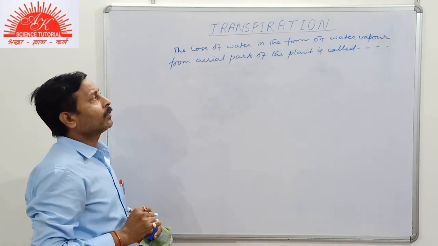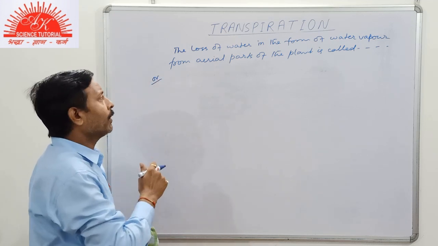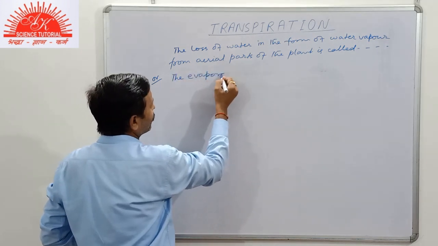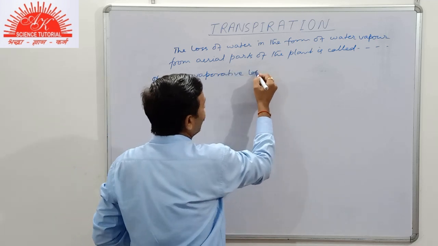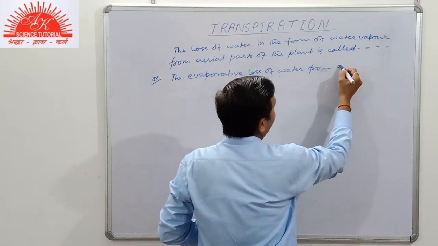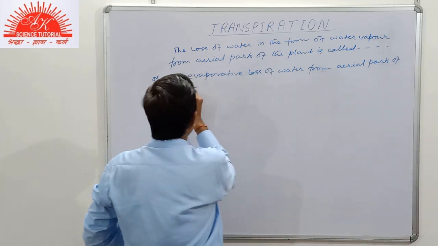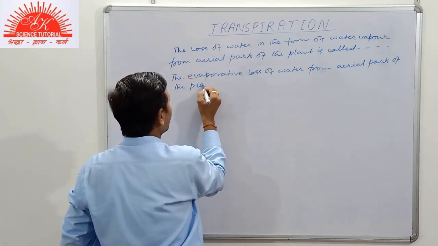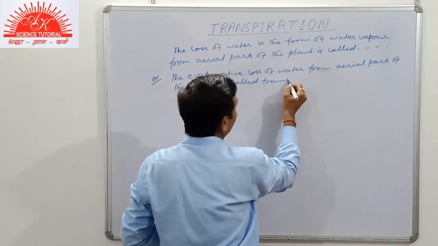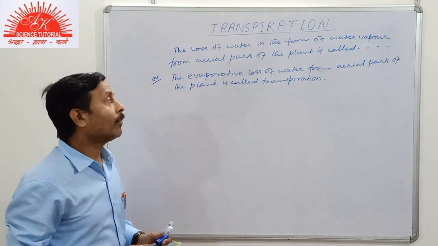In short form, it can also be written at some places. You will find this type of definition also, that is, the evaporative loss of water from aerial parts of the plant is called transpiration. Means the water has to be lost in the form of water vapor.